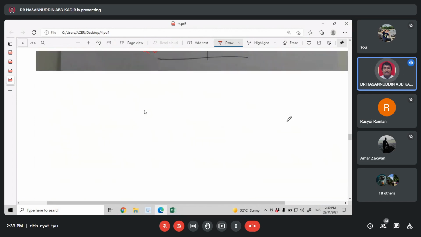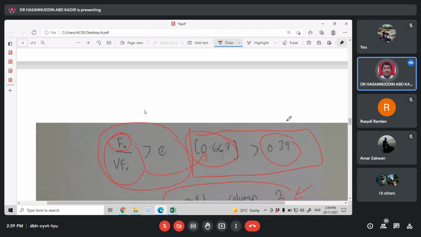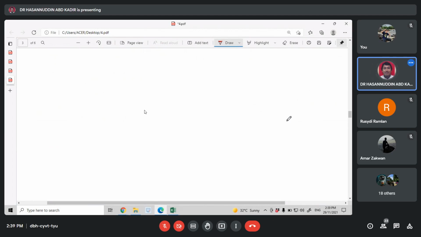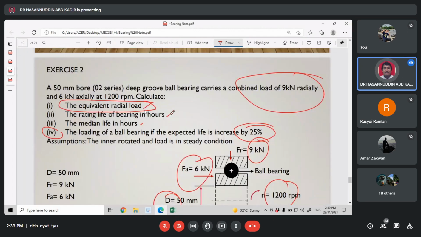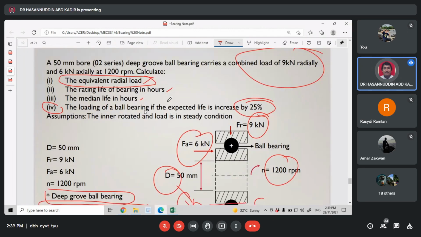So for the interpolation, please make sure you know this formula. I think you have already learned this in mathematics. Once we pass this one, we know the value of P, then the rest is easier. Then we can get the value of rating life or bearing hours.